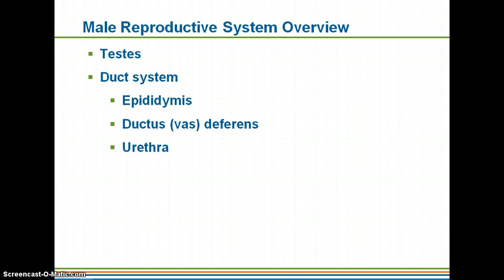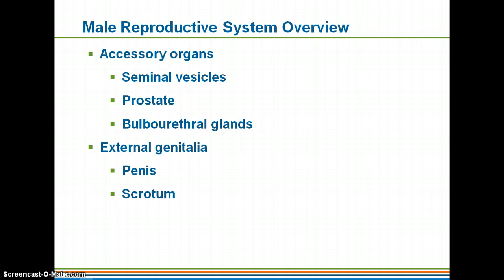So looking at the male reproductive system, of course, the gonads are going to be the testes, where the actual sperm are produced within the testes. Then the duct system is going to be basically the tube system that the sperm will travel through to exit the body. So we've got the epididymis, the ductus or vas deferens, and the urethra. And then we have some accessory organs that are going to contribute to the production of semen. That is going to be the seminal vesicles, the prostate, and the bulbourethral glands. And remember, the bulbourethral glands are going to be the Cowper's glands. And then the external genitalia will consist of the penis and the scrotum.